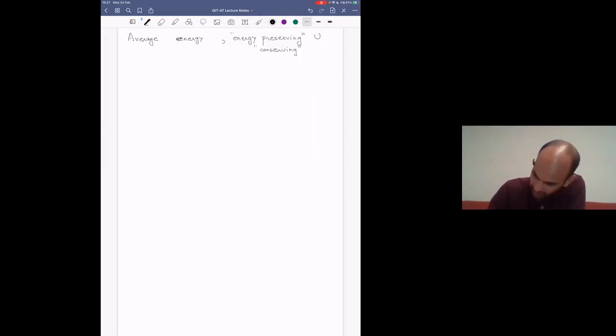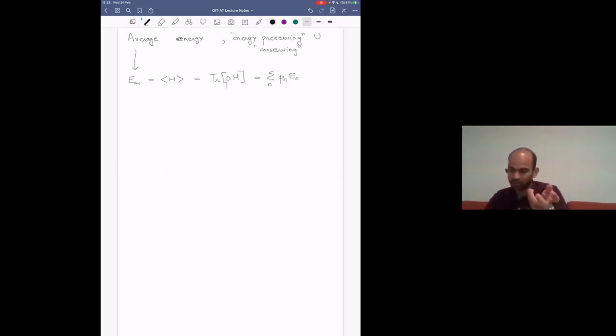Right, so what is the average energy? We will refer to it typically as E average. This is just, as you would expect, the expectation value of the Hamiltonian. Because we write the density matrix in terms of the energy eigenbasis, you can check that this expression, the trace of rho times H, simplifies to the sum of the populations p_n, which we define to be the diagonal elements of the density matrix in the energy eigenbasis, times the energy eigenvalues. This is the reason why looking at the energy eigenbasis and the diagonal elements is useful. This is now just a linear combination of the energy eigenvalues.